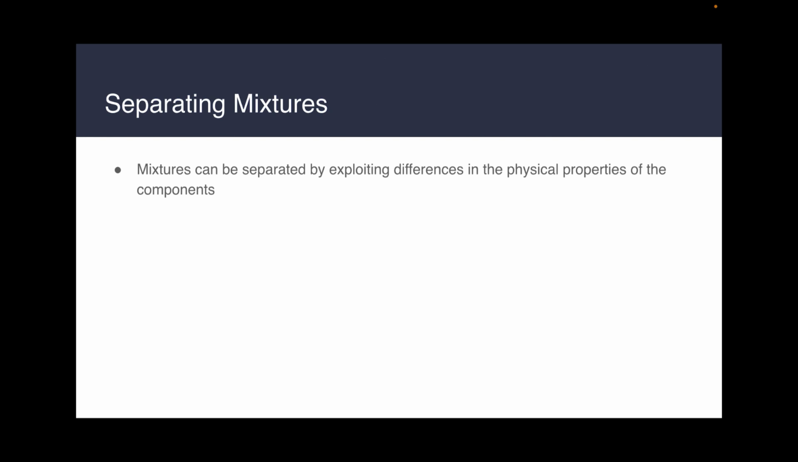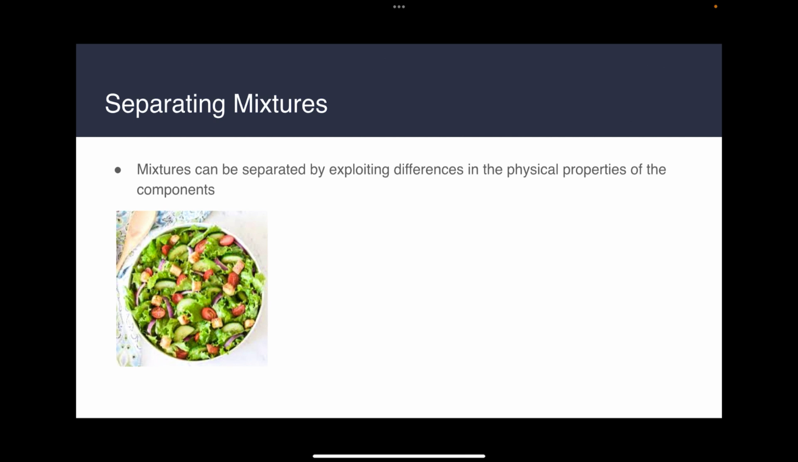Mixtures can be separated by exploiting differences in their physical properties. Recall that since it's a physical combination, the components retain their individual properties. They don't change properties when they mix. Let's start with a straightforward example.